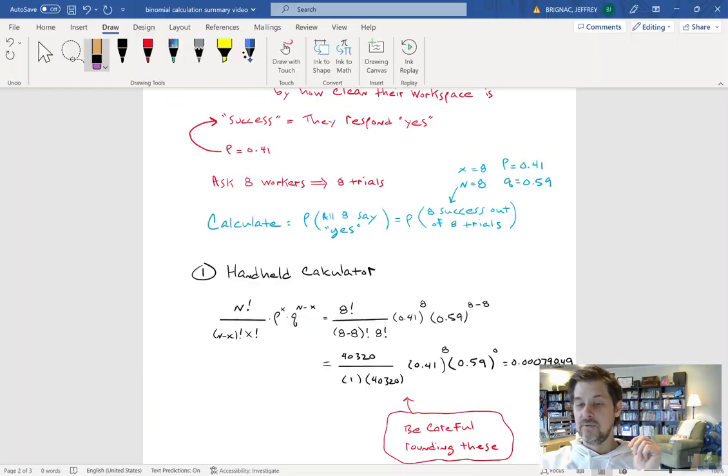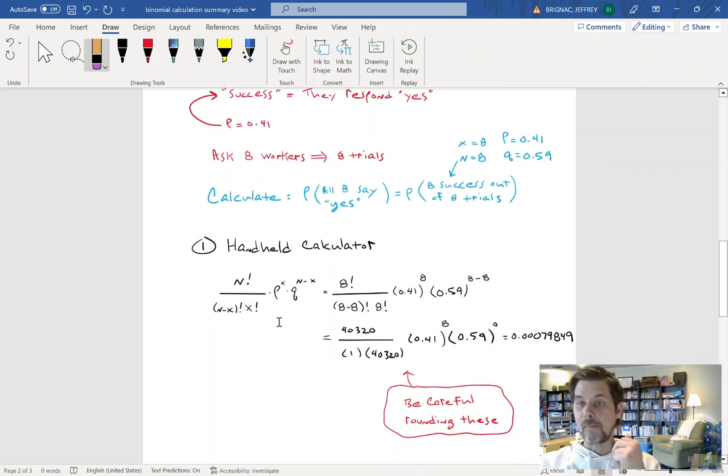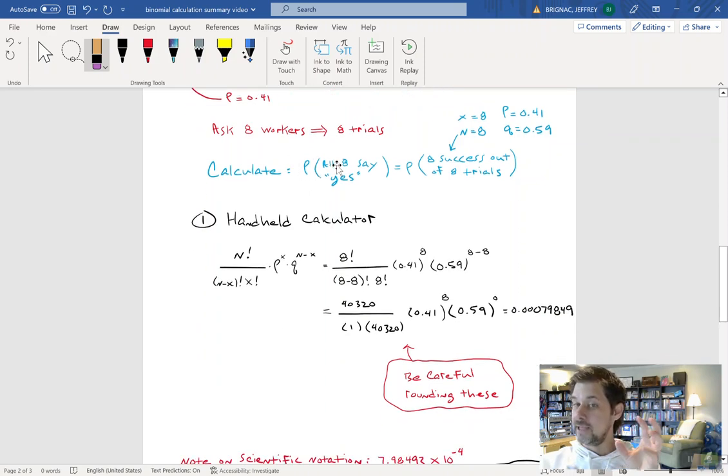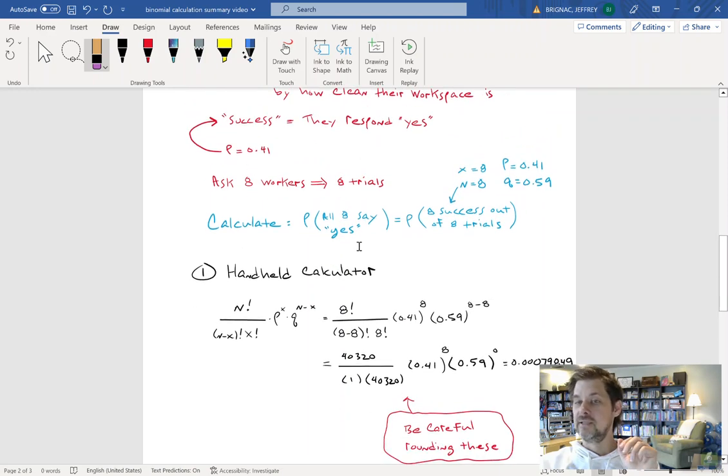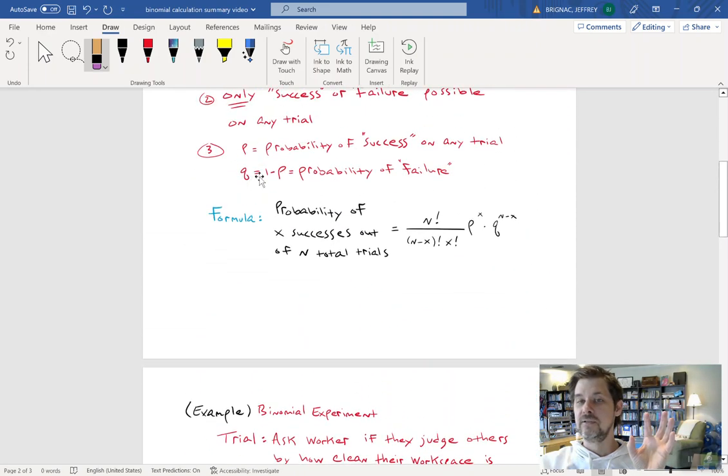Okay, now we would do that like this. I want to calculate the probability of 8 out of 8 people, 8 out of all the 8 that you surveyed, say yes to the question. That's the probability of 8 successes out of 8 trials total. That means X is 8, N is 8. X is the number of successes out of the total number of trials. N is the total number of trials, which is 8. P, the probability that they say yes, 0.41. Q, the probability that they don't say yes, is 0.59. Remember, Q is 1 take away P.